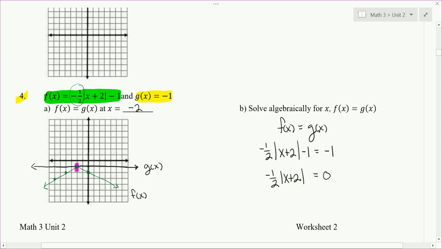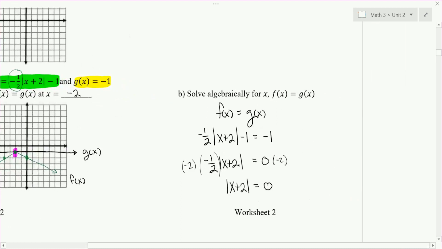And then I'm going to multiply both sides by negative 2. When I multiply the negative 1/2 by negative 2, I end up with positive 1. When I multiply the 0 by negative 2, I end up with 0. So you get absolute value of x plus 2 equals 0.